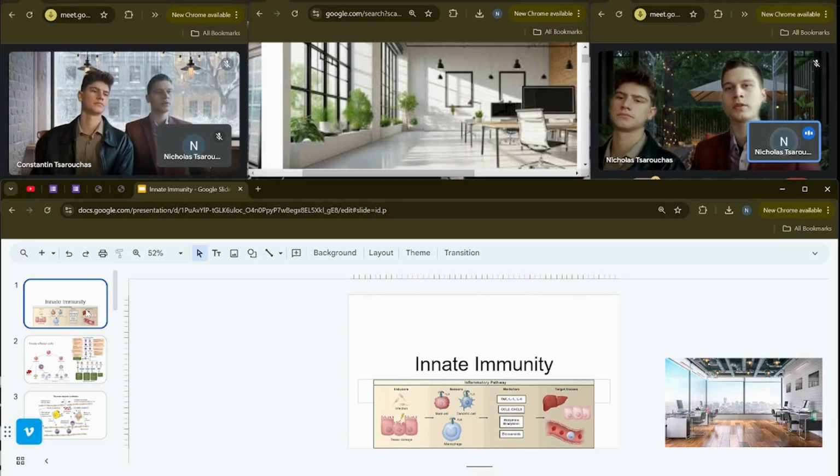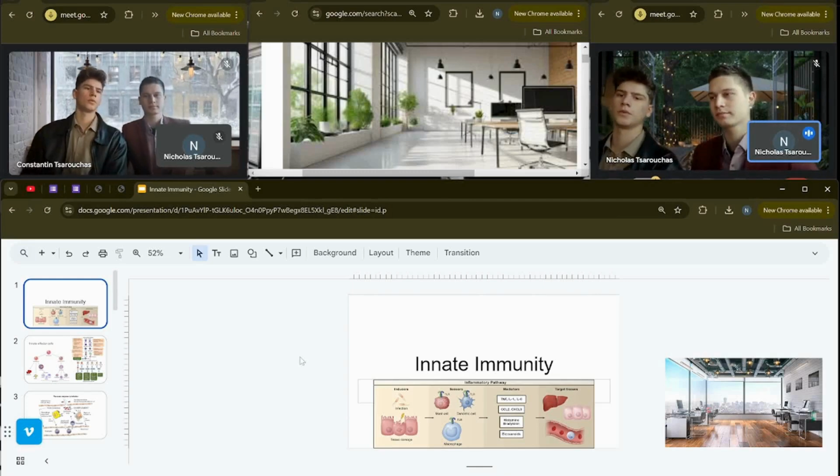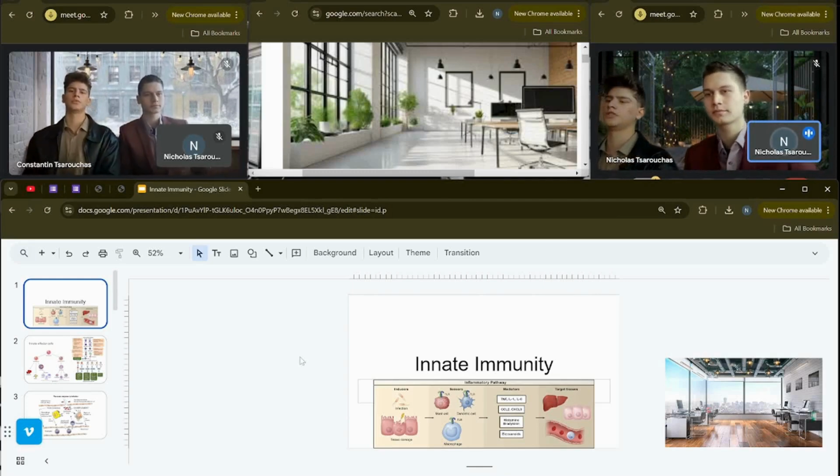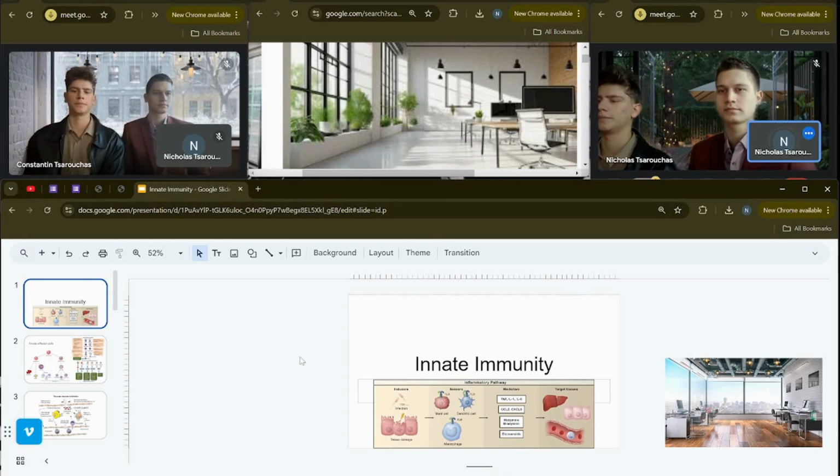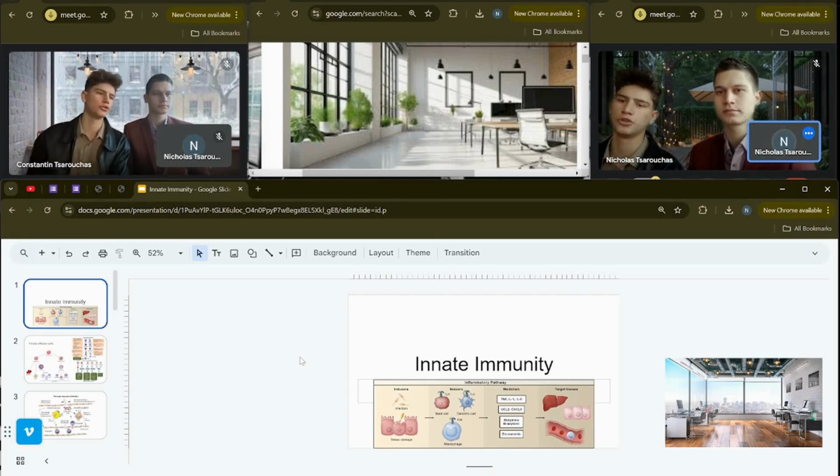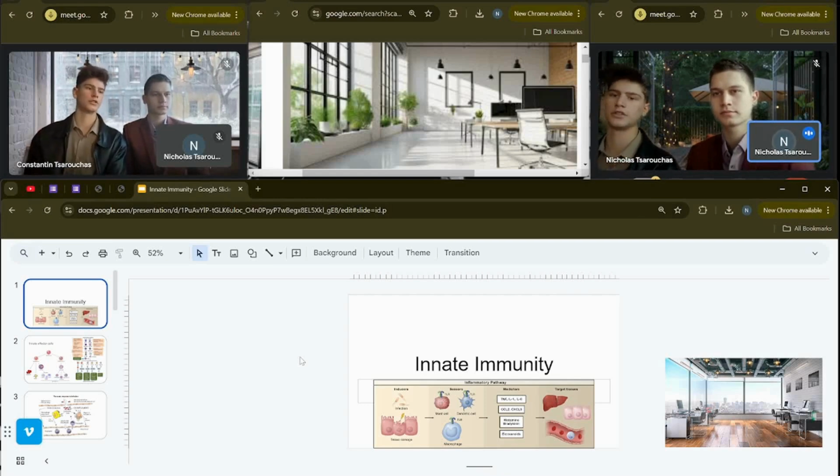Today, we're going to be looking at the innate immune system. But what is the immune system as a whole? Well, the human immune system is the most complex system after the human brain, and it's a network of cells, tissues, and organs that fight against pathogens, and it is comprised of adaptive and innate immunity.